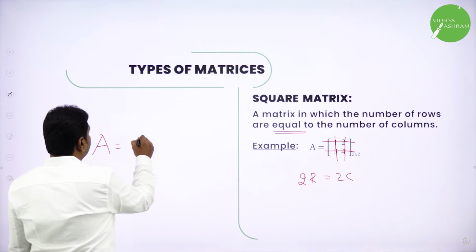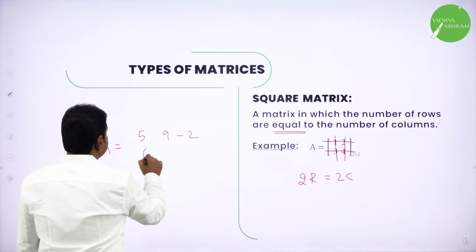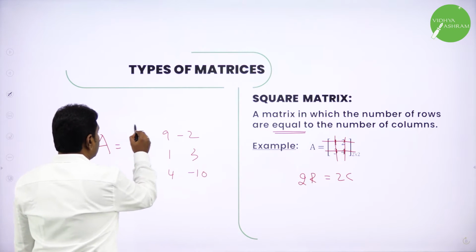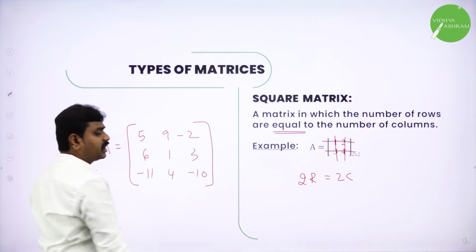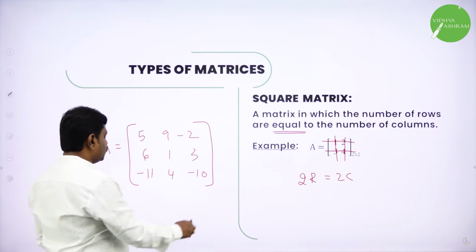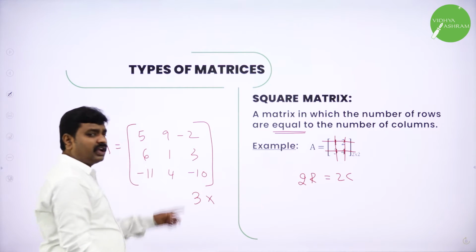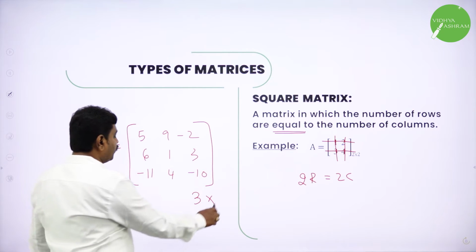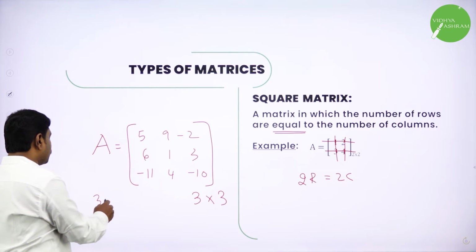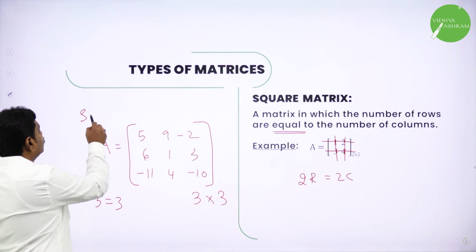Suppose if I write A is equal to 5, 9, minus 2, 6, 1, 3, minus 11, 4, minus 10. What is the order of this? Order means what? Number of rows into number of columns. How many rows we have? 3 rows. How many columns we have? 3 columns. So therefore, what is the order of this? 3 cross 3. So number of rows is equal to what? Number of columns. Therefore, this is a square matrix.